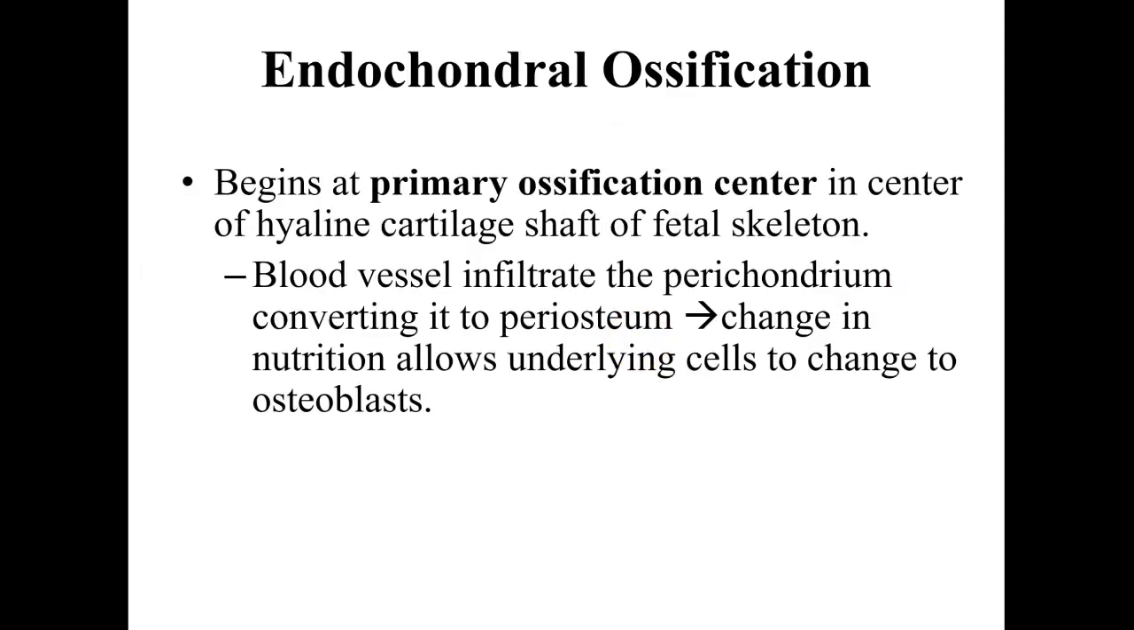Now with endochondral ossification, it begins at primary ossification centers, which are going to be in the center of the hyaline cartilage shaft of that fetal skeleton. Blood vessels are going to infiltrate the perichondrium, and that's going to convert it into what's known as periosteum. From there, that change in nutrition is going to allow that underlying cell to change into osteoblasts. And remember, osteoblasts are the cells that secrete the hard matrix of the bone.